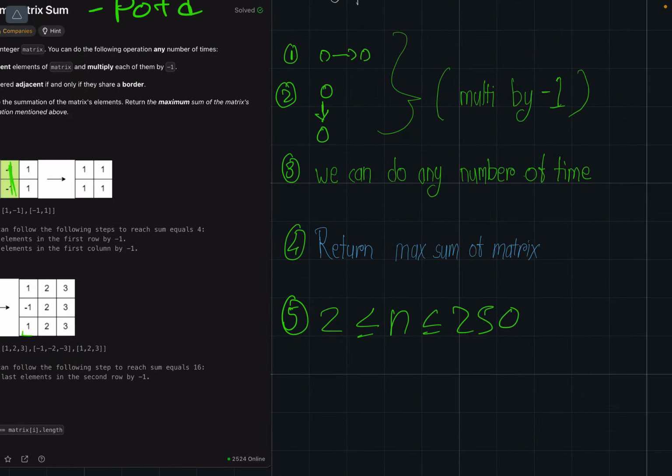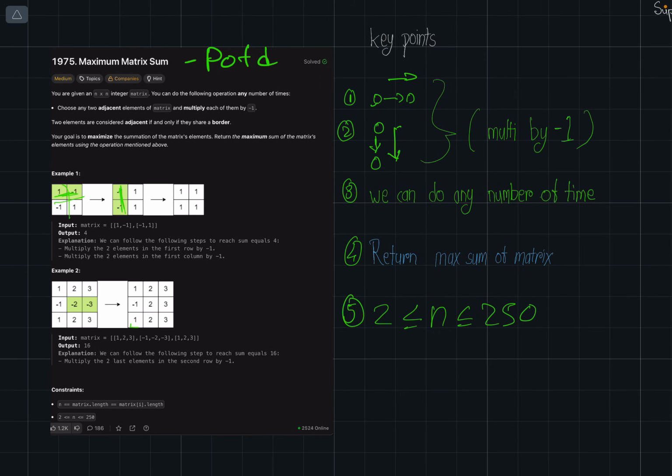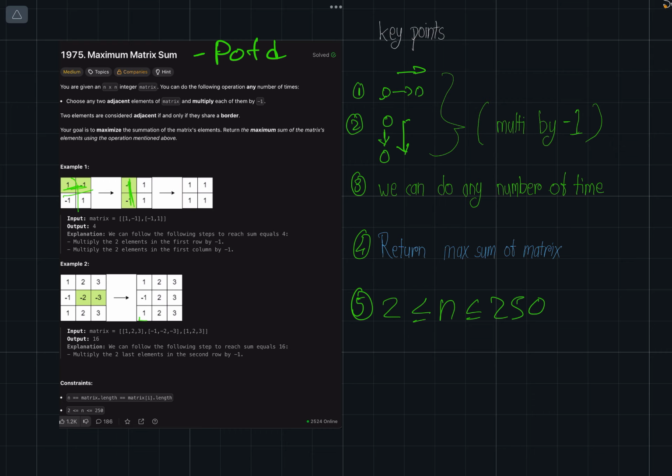I have noted down the key points. We can do horizontal operations, multiplying both elements by -1. Vertically also we can multiply both elements by -1, and we can do these operations any number of times. We have to return the maximum sum of the matrix after performing the operations, and n is from 2 to 250.